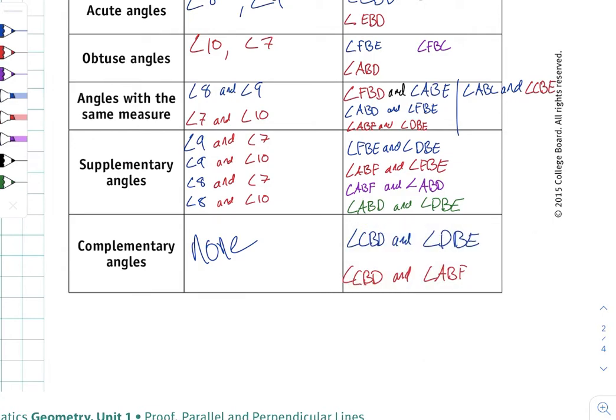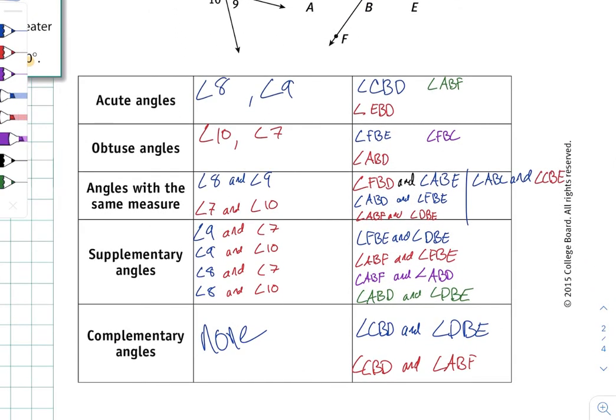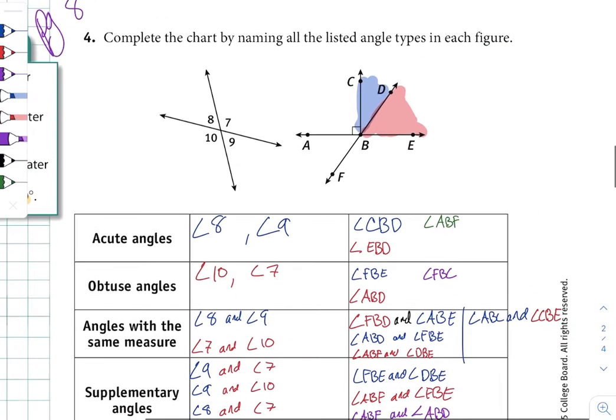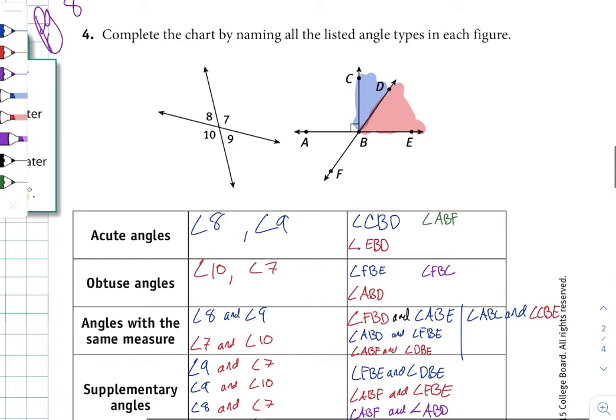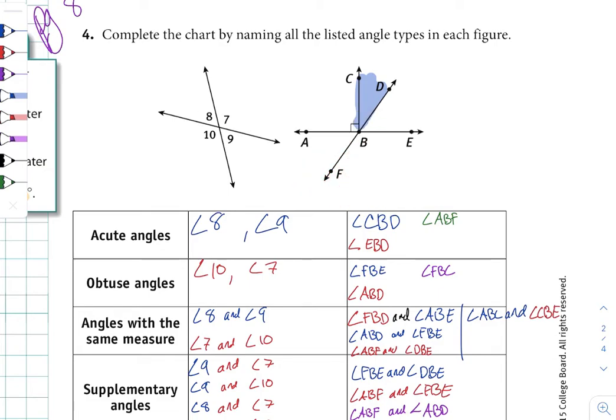All right, and then complementary. In this case, there are two. Complementary, we can add this guy here, CBD, and DBE. Those are going to be one pair of angles that make up 90 degrees, so that makes them complementary. But we need to remember that DBE is also congruent to ABF. So those two are also the same. So I can pair either one of those two red angles with the blue angle to make 90 degrees.